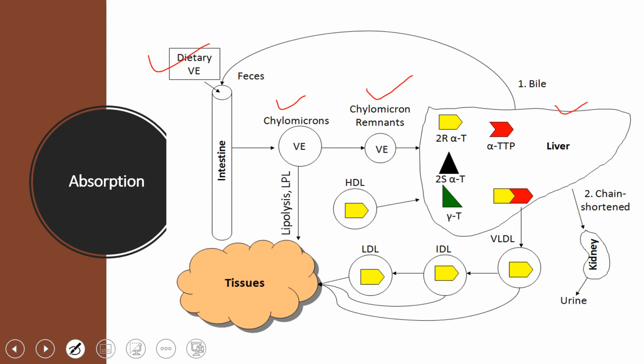In the liver, we have a specific protein, and that particular protein is necessary for the transportation of vitamin E onto this VLDL. This VLDL will again be partially metabolized during the transportation, converted into IDL and LDL, and ultimately it will be transported into the other non-hepatic tissue. So this is how it will be absorbed, and transported to the other tissue.